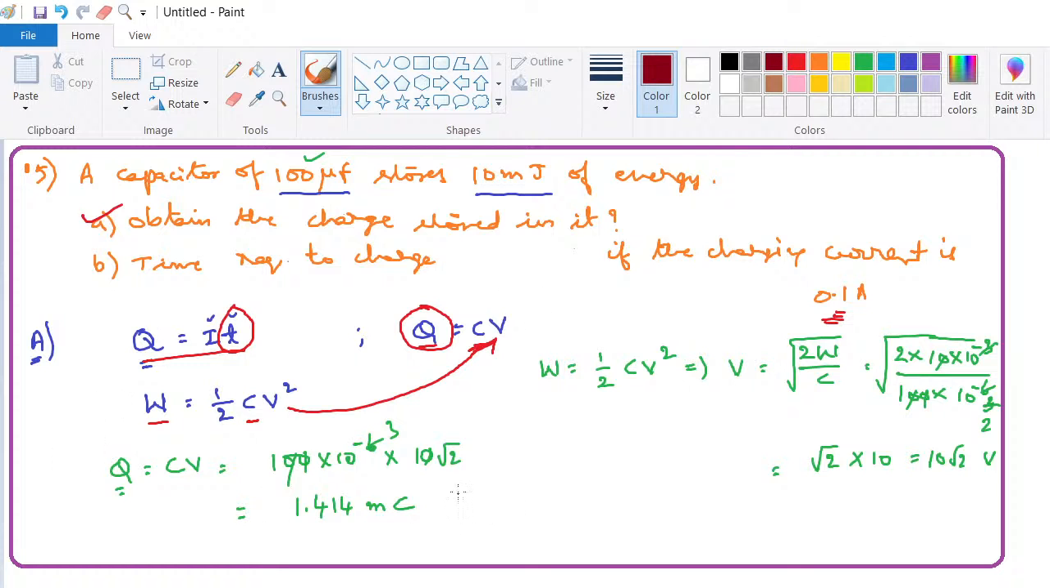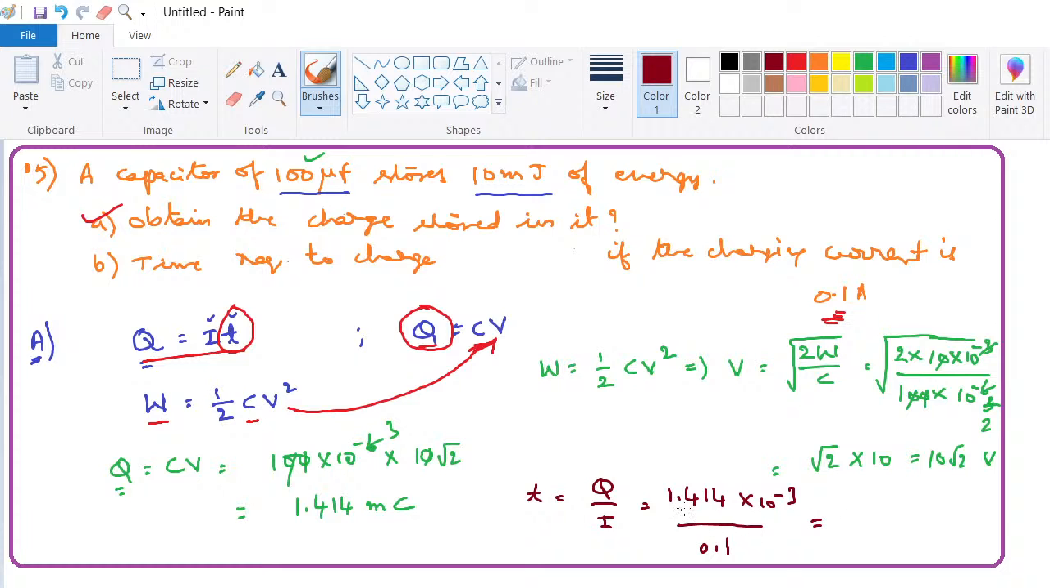Now it is time to find out the time required to charge this much charge if the charging current is 0.1 ampere. So T is equal to Q by I. So what is the charge? It is 1.414 into 10 to the power of minus 3 divided by the current, 0.1.